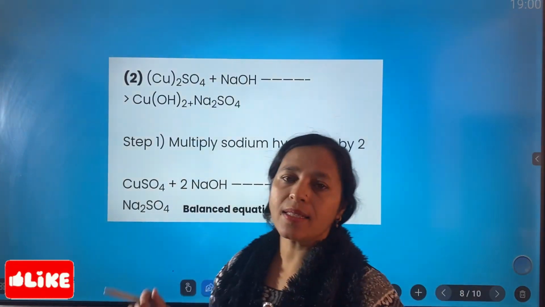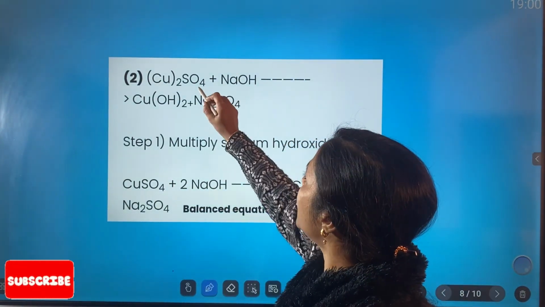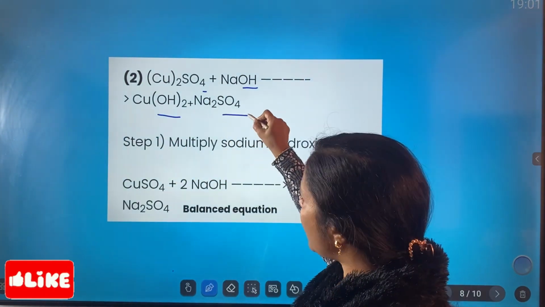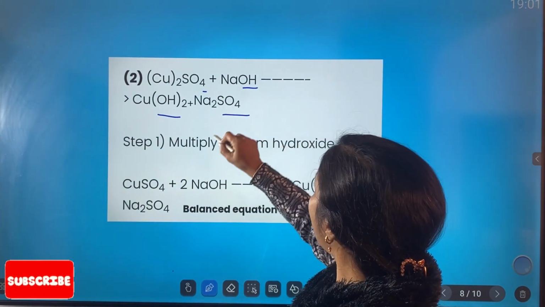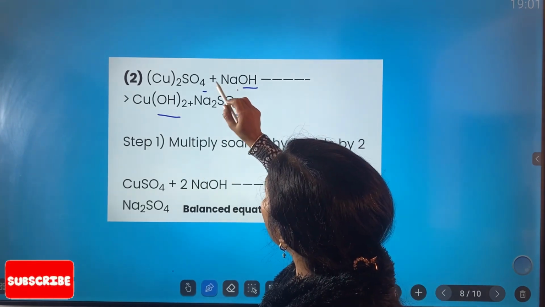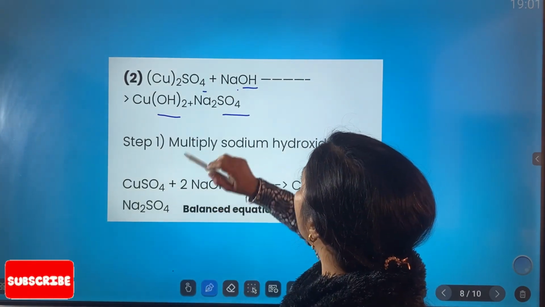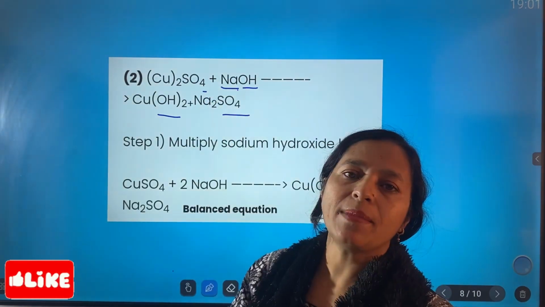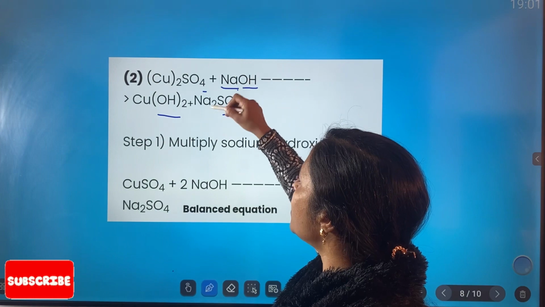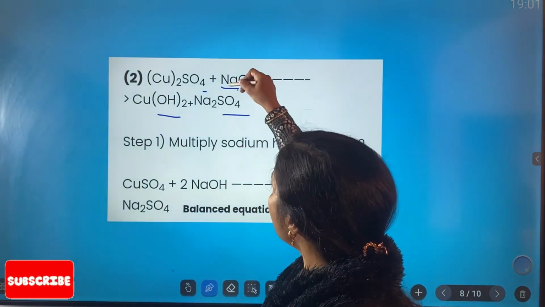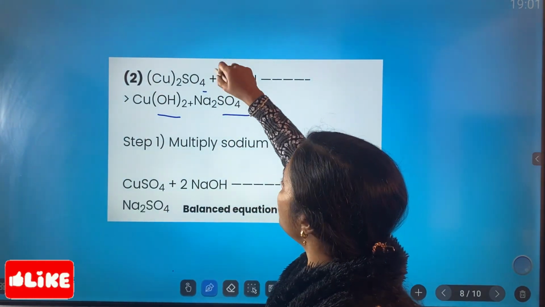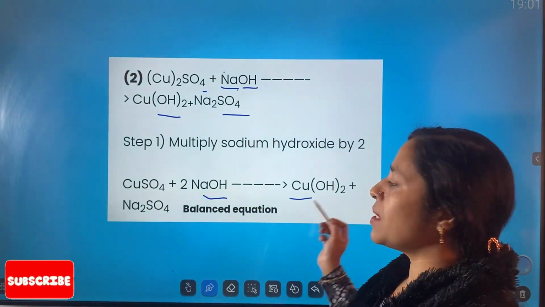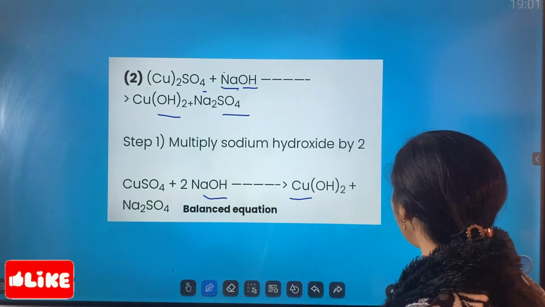Then another example we can see: copper sulfate reacts with NaOH to produce copper hydroxide and sodium sulfate. Here we'll see that sodium hydroxide should be multiplied by 2. Why are we multiplying? Here the sodium atom is 1 and here it is 2. So in this way we are going to multiply the reactant side sodium by 2 so as to get the balanced equation. Now you see all the other atoms are also balanced. So this is a balanced chemical equation.